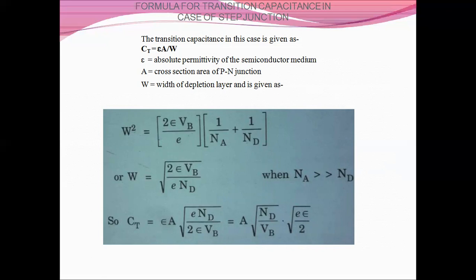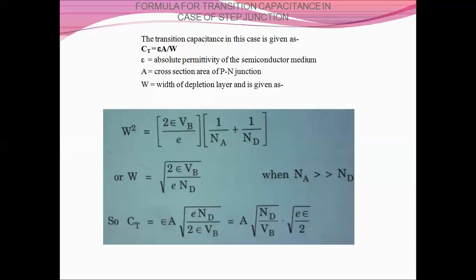W is the width of the depletion layer and is given by W squared equal to 2 epsilon V_B divided by e into (1 by NA plus 1 by ND), where NA and ND give the number of acceptors and donors present in the depletion layer. Otherwise, we can write W by taking the square root of the above equation. Here we are going to neglect the value of ND when we consider NA greater than ND.